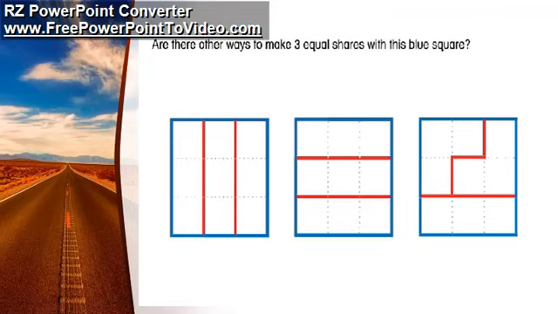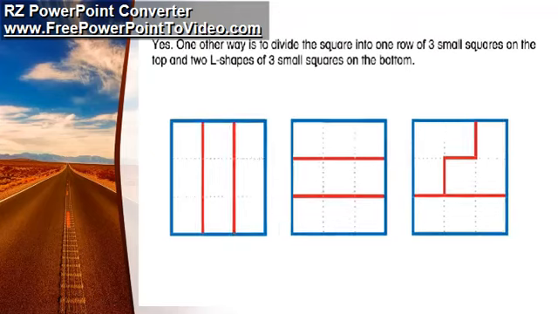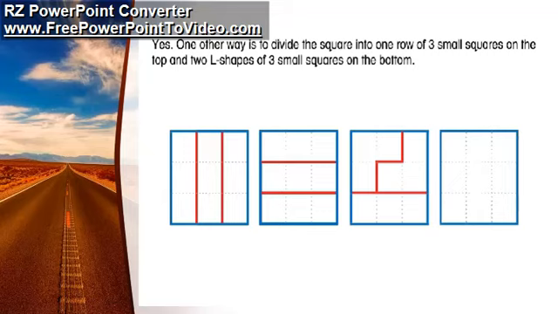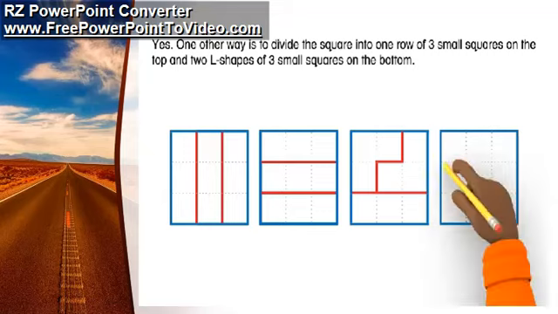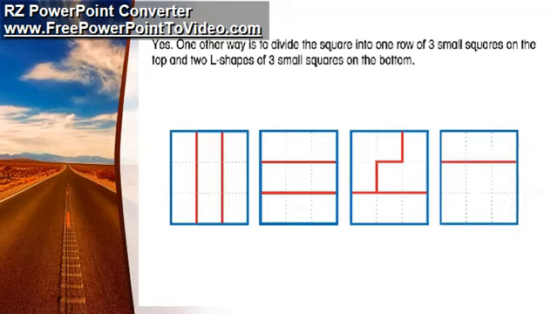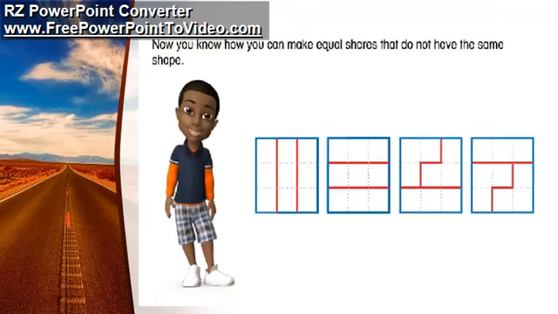Are there other ways to make 3 equal shares with this blue square? Yes. One other way is to divide the square into one row of 3 small squares on the top and 2 L shapes of 3 small squares on the bottom. Now you know how you can make equal shares that do not have the same shape.